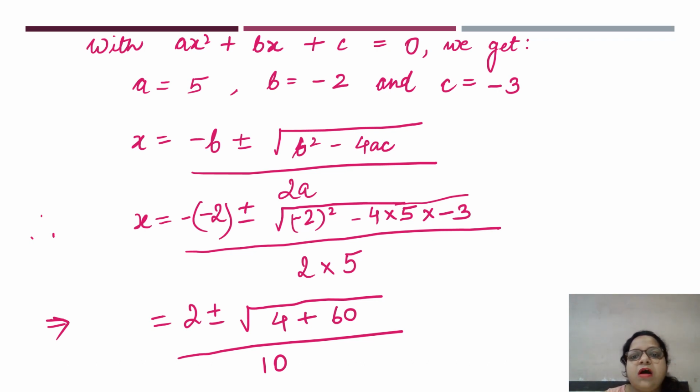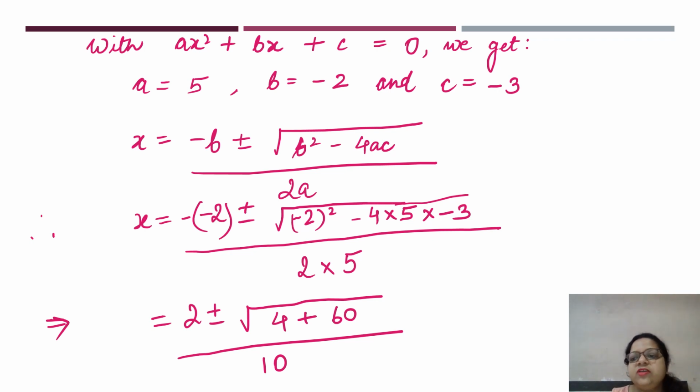So the formula says x is equal to minus b plus minus root of b square minus 4ac upon 2a. So x is equal to minus into minus 2 plus minus under root of 2 square minus 4 into 5 into minus 3 upon 2 into 5, which is equal to 2 plus minus root of 4 plus 60 upon 10. 2 plus minus root of 60 plus 4 is equal to 64.